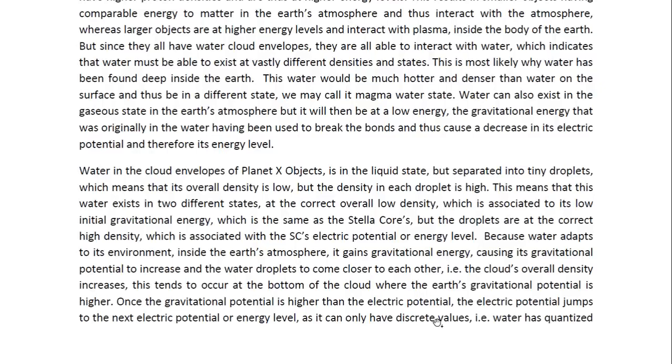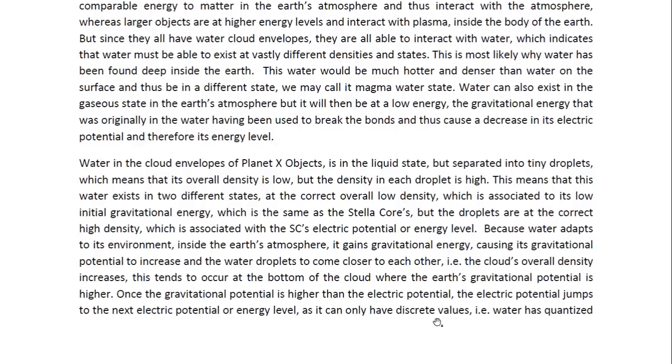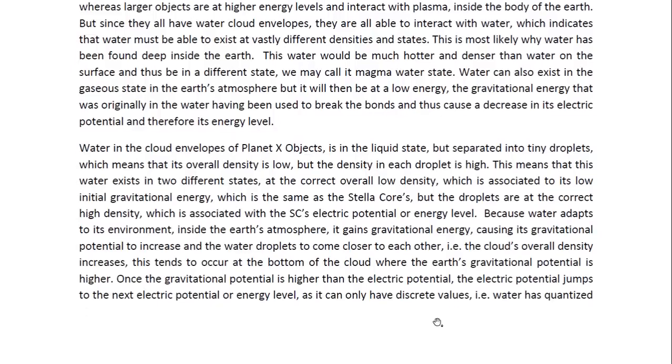or energy level. Because water adapts to its environment inside the Earth's atmosphere, it gains gravitational energy, causing its gravitational potential to increase and the water droplets to come closer to each other, i.e. the cloud's overall density increases. This tends to occur at the bottom of the cloud where the Earth's gravitational potential is higher.